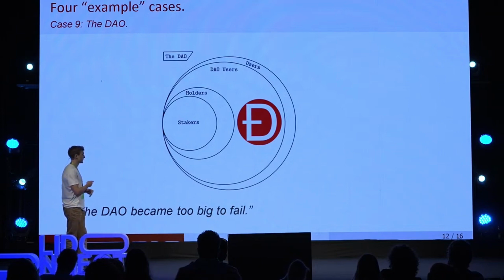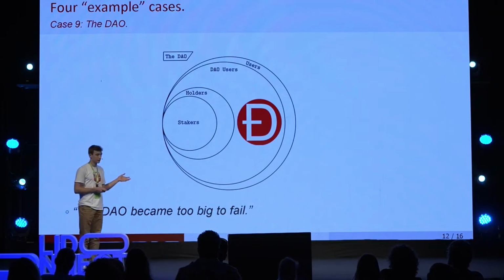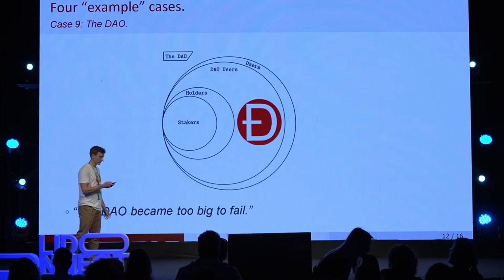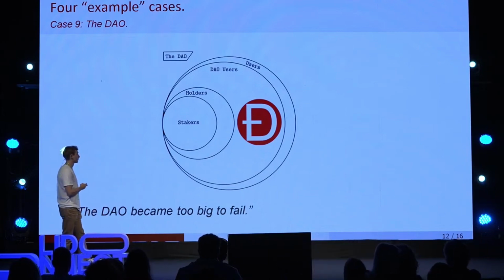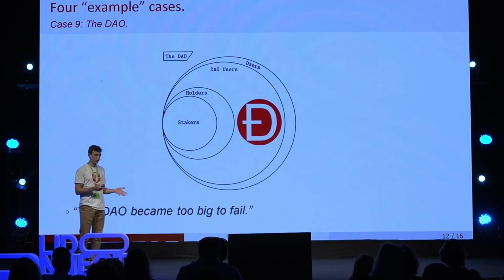The DAO is very similar to the previous case 7, which was an app becoming too big to fail. So DAO users came to represent a huge proportion of the overall Ethereum users, and as a result, when the DAO was hacked, there was the decision to roll back the chain, which was necessary to avoid impacting almost all Ethereum users in the first place.